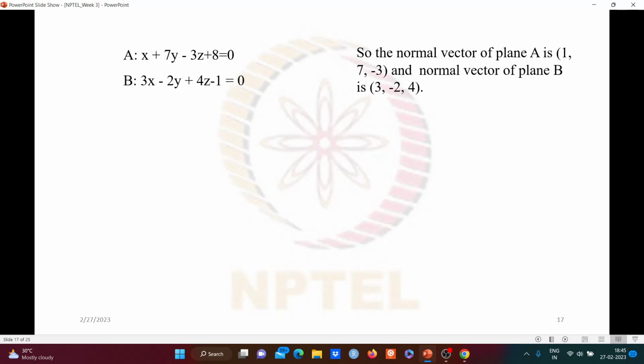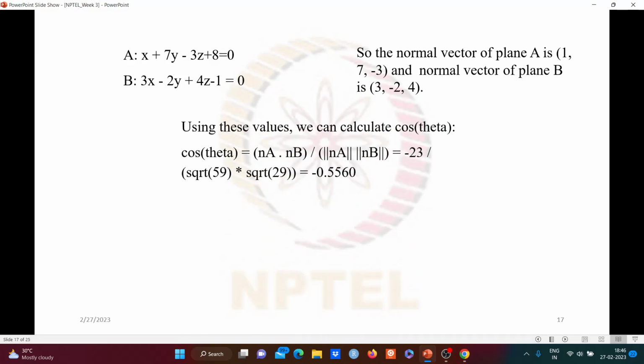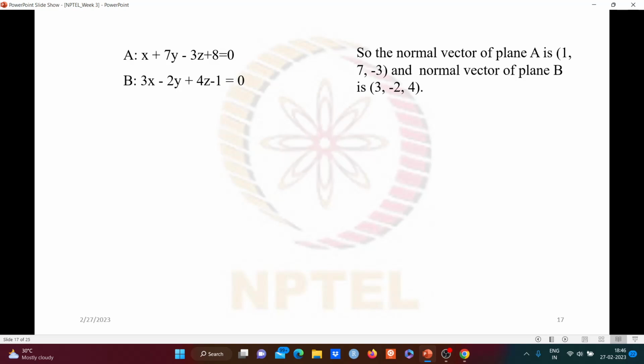So the dot product is nothing but the summation of the products of the x coordinates, y coordinates and the z coordinates. Okay, sorry. So here the dot product will be 1 into 3 plus 7 into minus 2 plus minus 3 into 4. So it comes to minus 23.